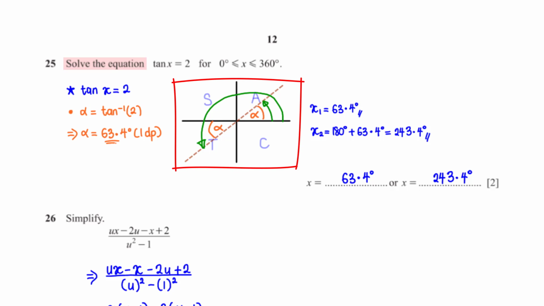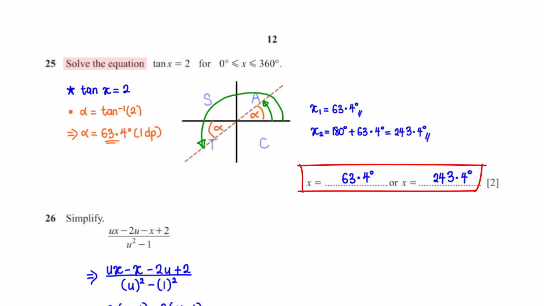Now we need to draw the quadrants. Since the value of tan x, which is 2, is positive, the angle alpha needs to be in the quadrants where tan is positive. The angle alpha is measured from the horizontal axis in each of the quadrants. When we go round the quadrant the first time, we get the first value of x as alpha, which is 63.4 degrees. When we go round the quadrant the second time, we get the second value of x as 180 degrees plus the angle alpha, which gives us 243.4 degrees.